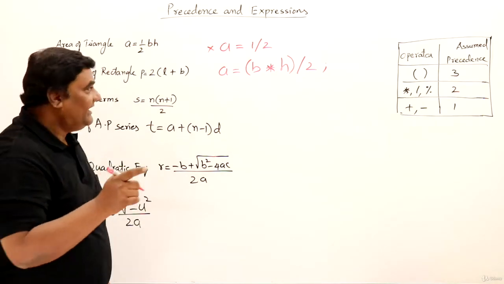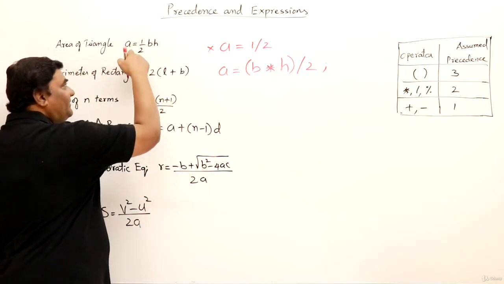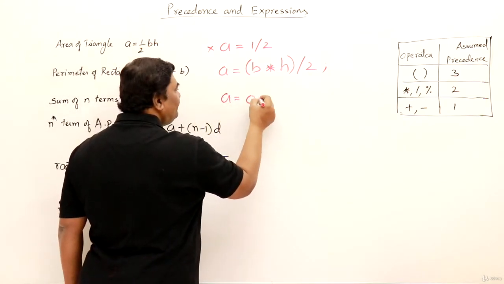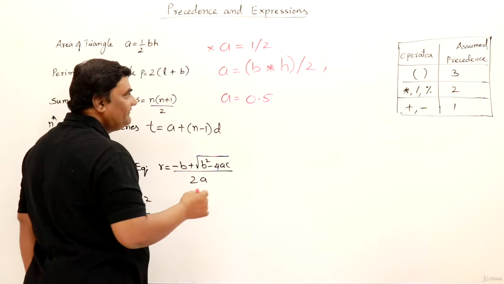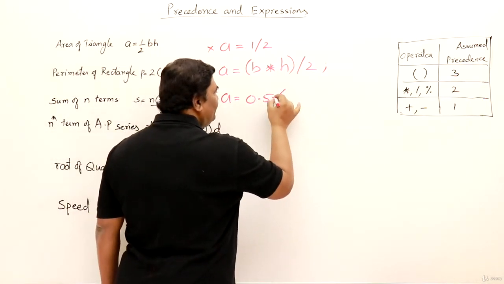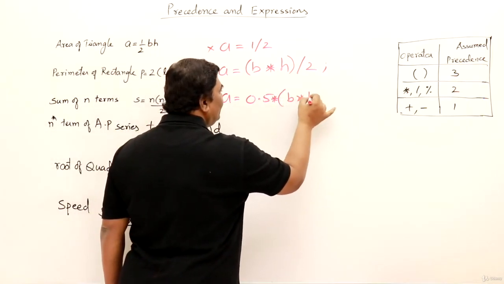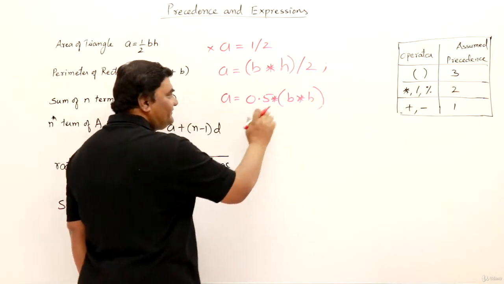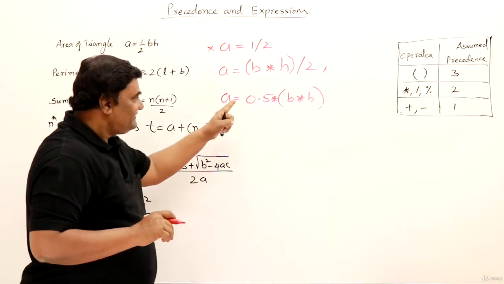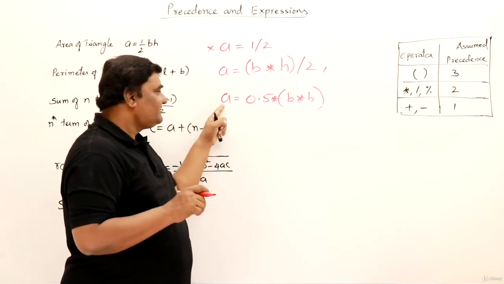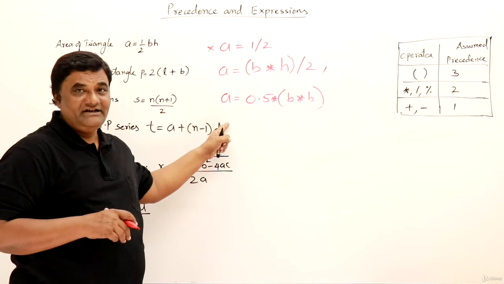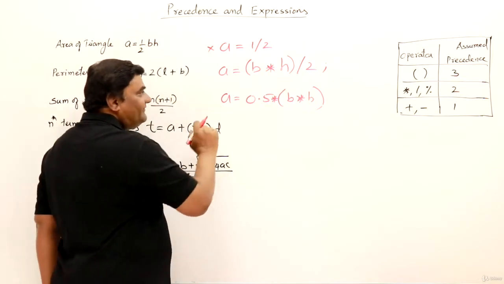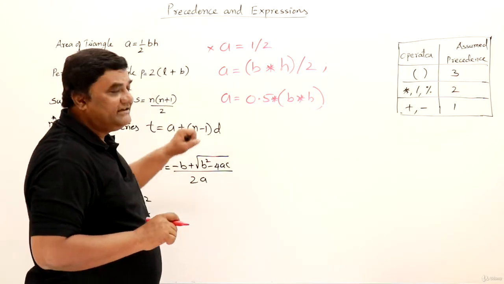If you say no, as per the formula, that is 1 by 2, I want to write down that first, then write like this: 0.5, then multiplied by base into height. So 0.5 multiplied by base into height. This will be perfect. But remember, as this is written as float, the result will be float. So you must have this variable as float. And here also, after dividing it by 2, you may be getting a float result. So you have to declare this area as float.